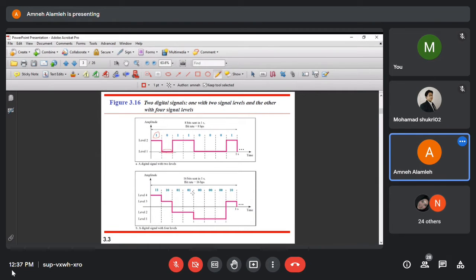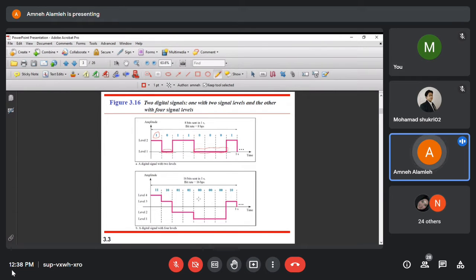So in 4 levels, 16 bits can be sent in 1 second. In the 2 levels, 8 bits are sent in 1 second. You can count 1 0 1 1 0 0 0 1. These are 8 bits. One level represents the zeros, and the second level represents the ones.